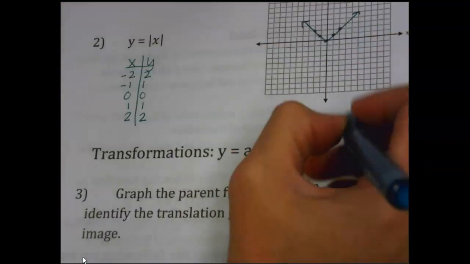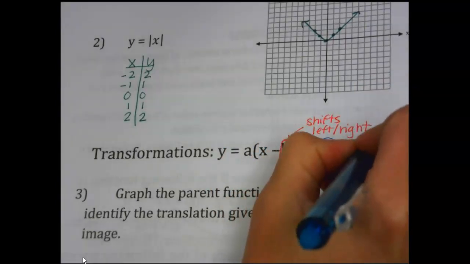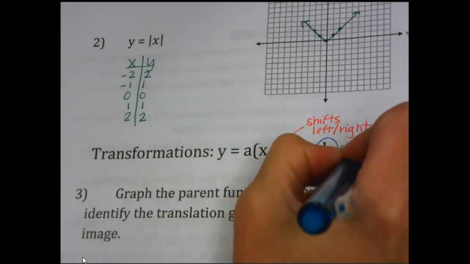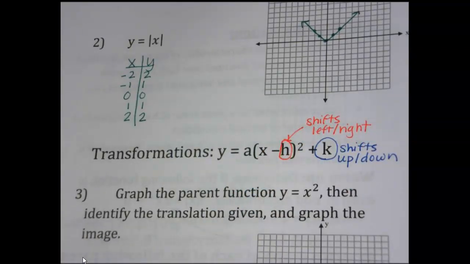All right, k right here shifts or translates up and down. Everybody likes k because k is exactly what it looks like. If it's positive, goes up, negative goes down.